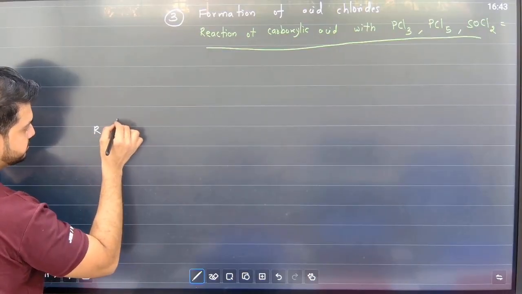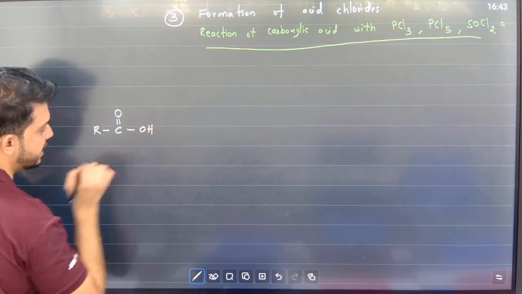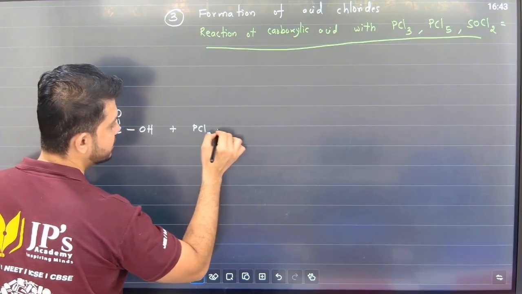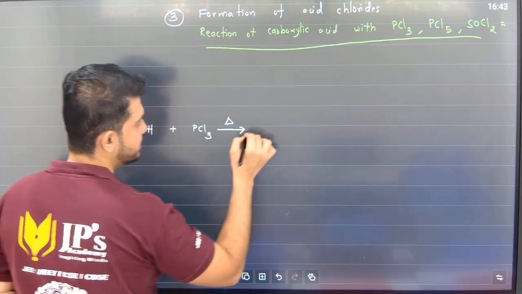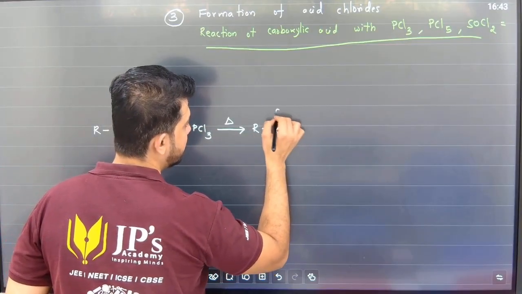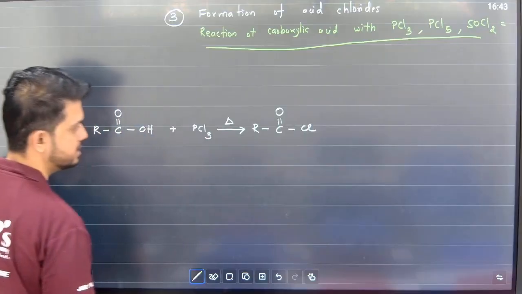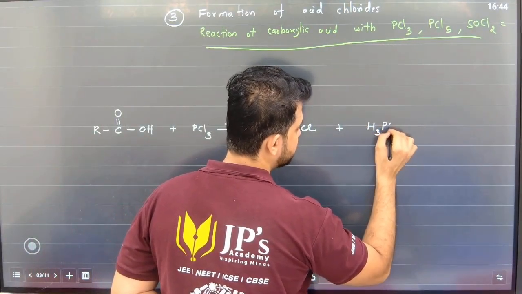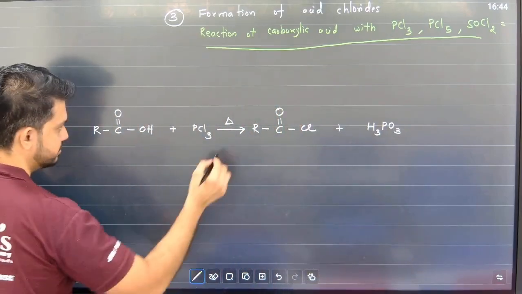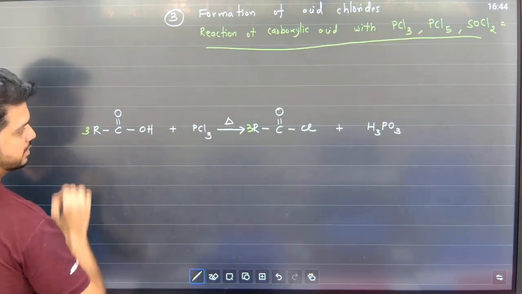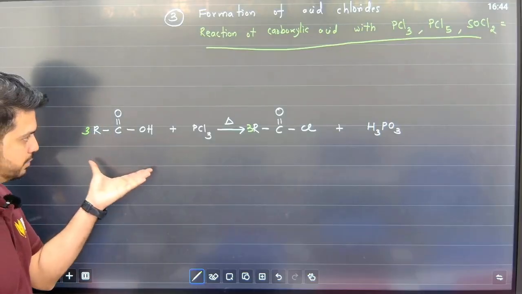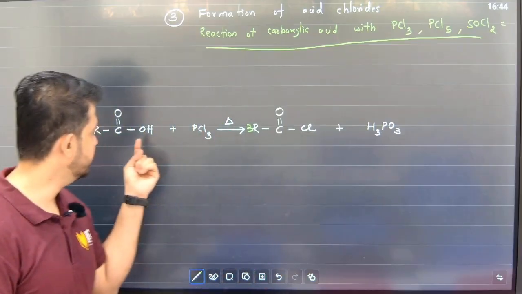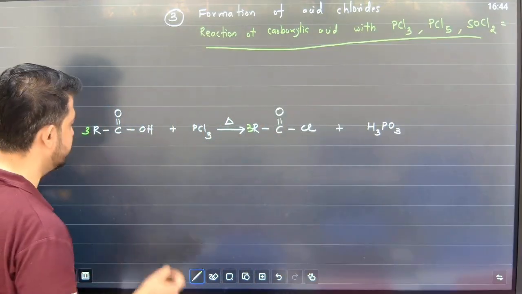So in carboxylic acid, I repeat, OH group को हम replace करेंगे, and react that with PCl₃, we get R C double bond O Cl. So the OH is replaced by Cl, plus we have phosphorus acid. Let's balance that out. So this is the reaction. So converts carboxylic acid to acid chloride. या ये जो OH है, that OH is just replaced by Cl.